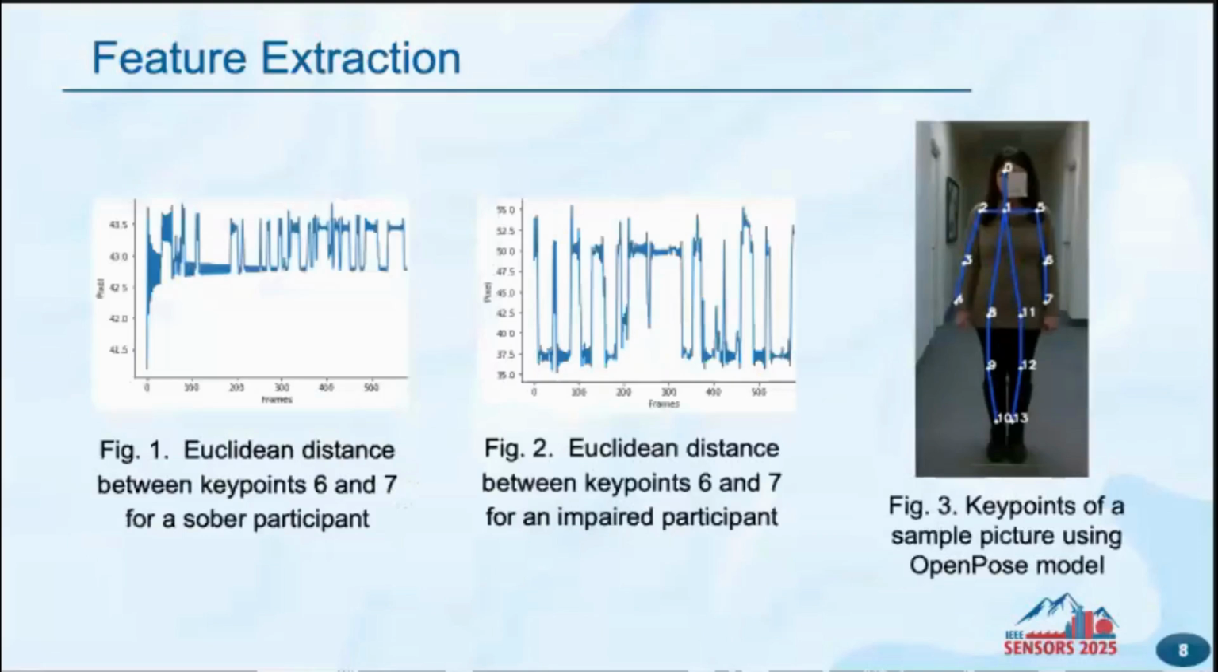So next slide, please. Yeah, this is what I wanted to show you. This is one of the results for Euclidean distance. I want you to see the difference between the sober person and the impaired person. This is just for one participant. The Euclidean distance between key points 6 and 7, which you can see in this slide, is the left hand. And the oscillation after impairment is really considerable, as you can see in this slide.